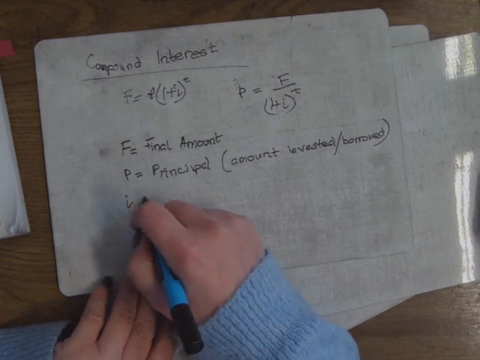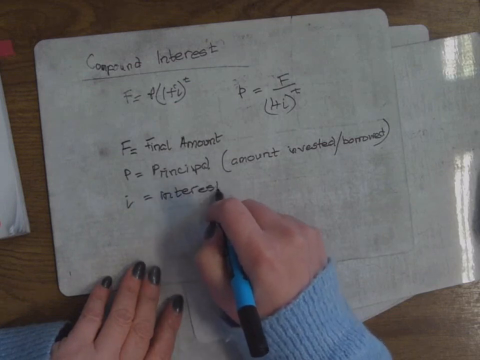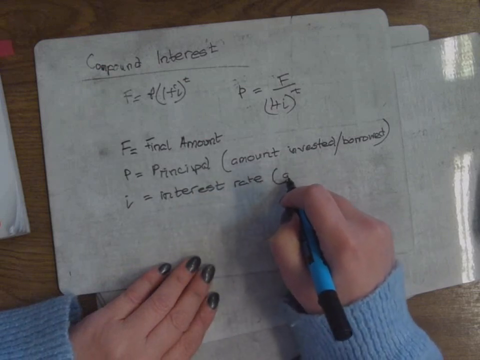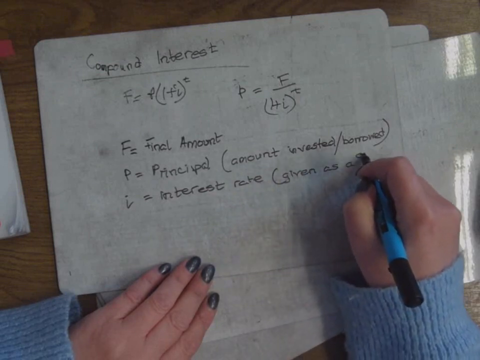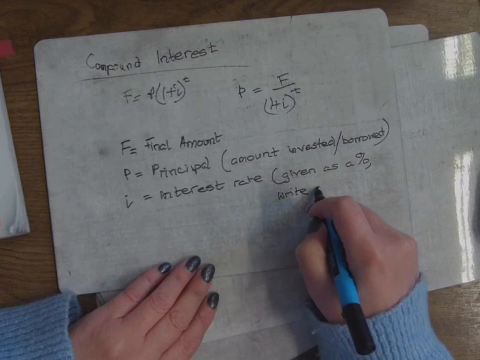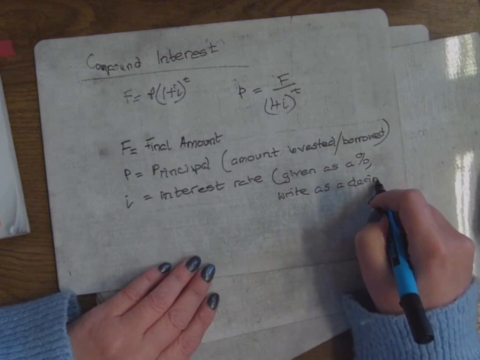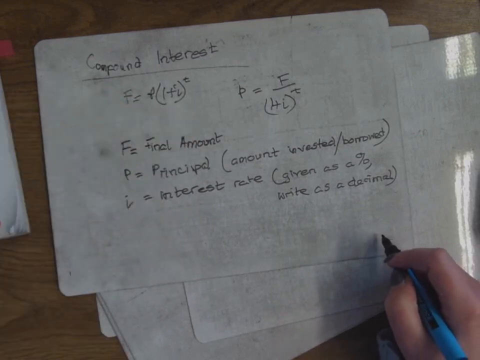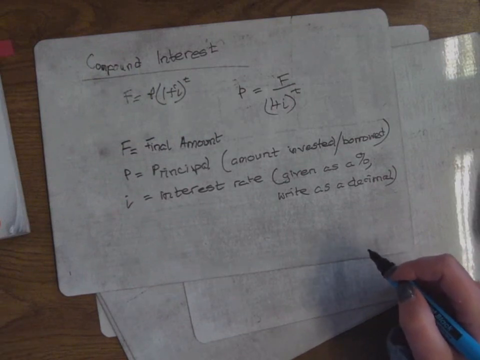I is the interest rate, okay? They normally give the interest rate as a percentage. You need to write it as a decimal or a fraction. When we come on to an example, we'll see what I mean by that. The biggest mistake people make is they put that in, if it was 5%, as 5. And 5% is 5 out of 100, so it's actually 0.05, as a decimal.